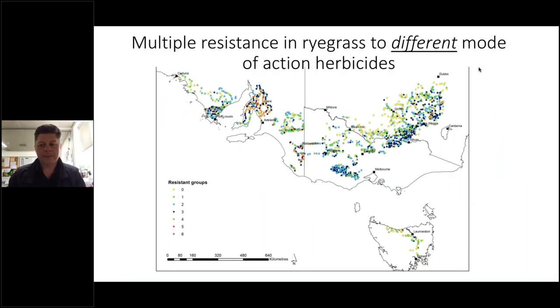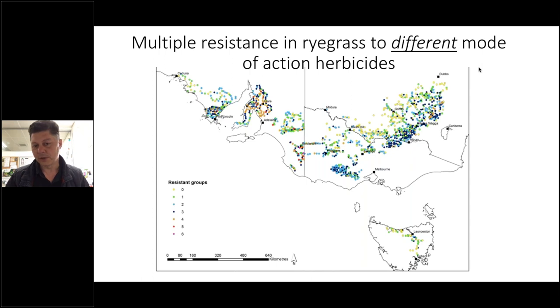So this is another map here, which shows how many modes of action ryegrass is resistant to. We see here the yellow spots are the ones where ryegrass is not resistant. The green spots is where ryegrass is resistant to one mode of action. So that could be it's resistant only to, say, Stomp and nothing else. Two modes of action, so the light blue could be resistant to Stomp and clethodim.